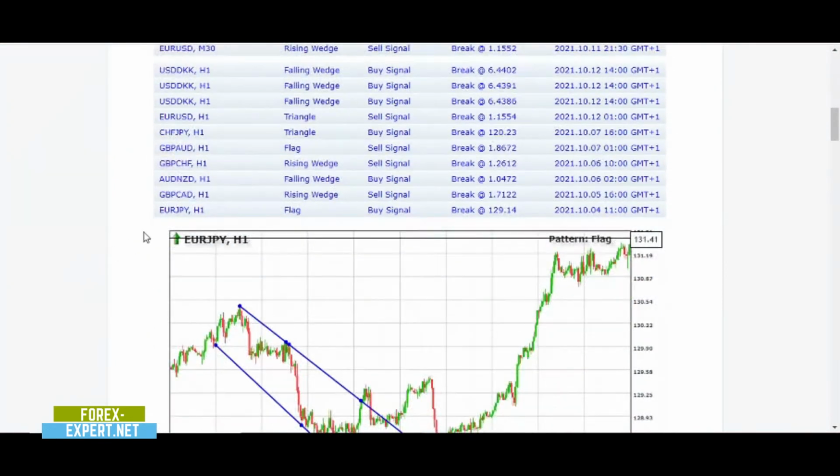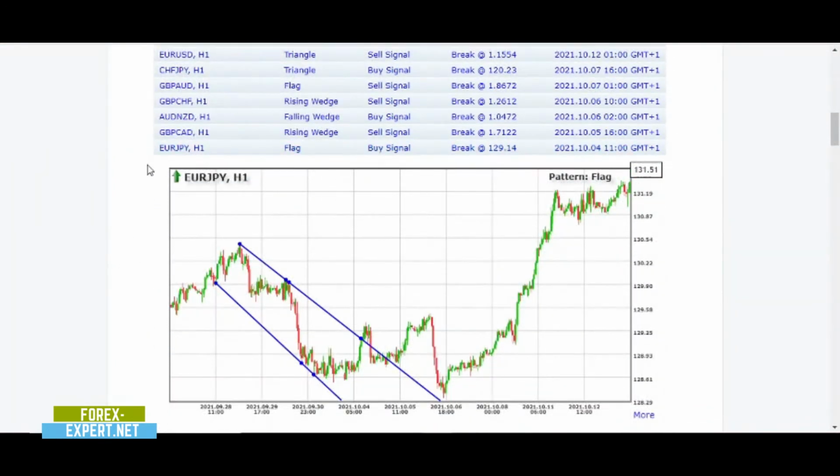So the first trade here is on the euro and the Japanese yen. We have a flag buy signal, break at 29.14. After the breakout, the price started to go up. Then we got a nice big sell-off and retesting this upward zone around 28.62. Then we got a false breakout here. Then the price started to go up, reaching 31.23. So a very nice trade for the hourly time frame.